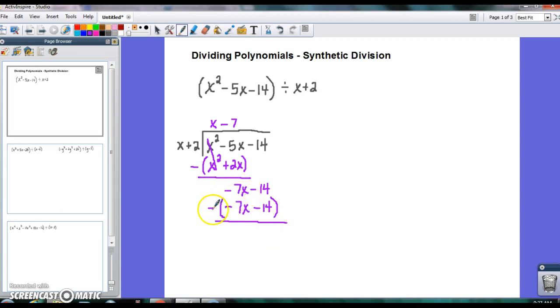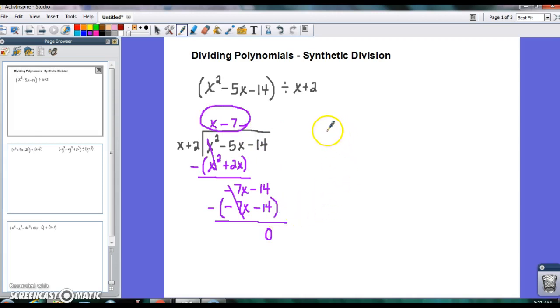Negative 7x minus a negative 7x. A negative times a negative is a positive, so those are going to add to 0. They're going to cancel each other out. Negative 14 minus a negative 14. A negative times a negative is a positive. So negative 14 plus 14 is 0. So in this case, my answer is just x minus 7. I don't have a remainder.